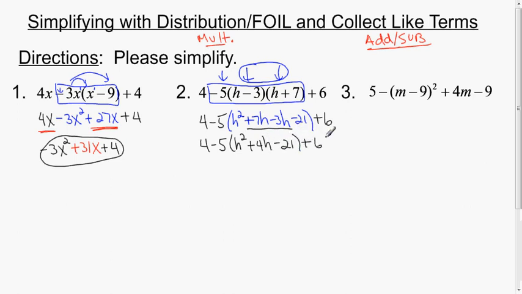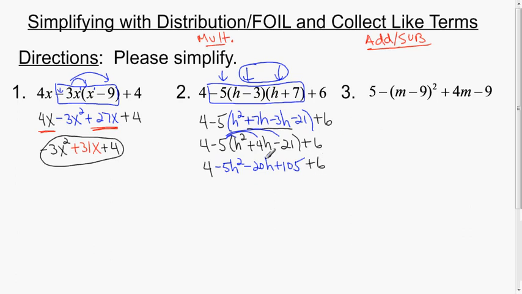Pull down my plus 6. And then I'm going to continue with my multiplication by doing distribution. So I will pull down my 4, and then I'm going to do negative 5h squared. Negative 5 times 4h is negative 20h. And negative 5 times negative 21 is positive 105. And then I'll pull down my 6.